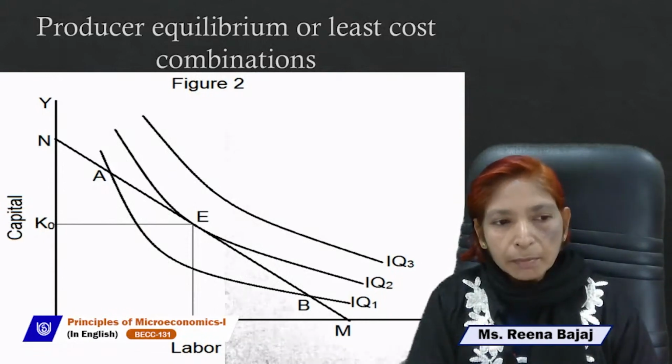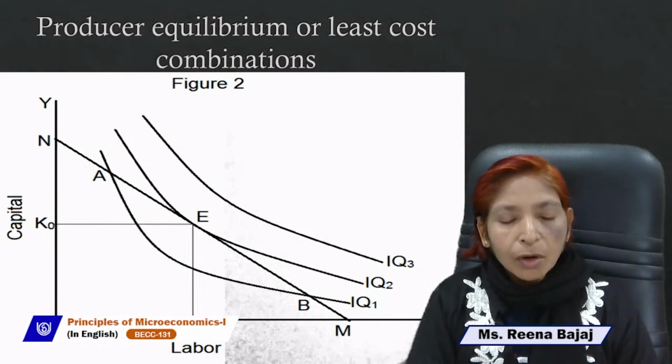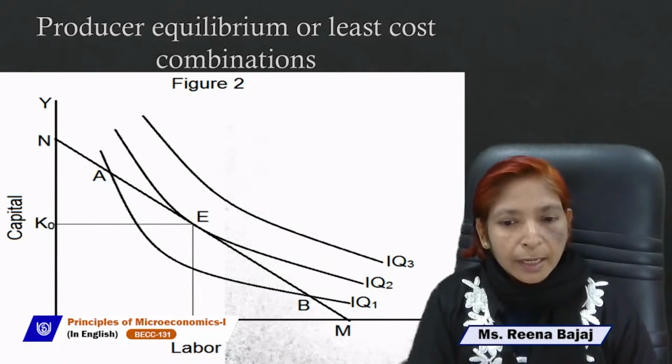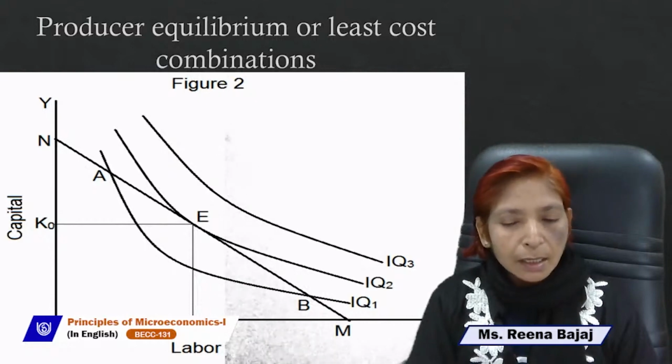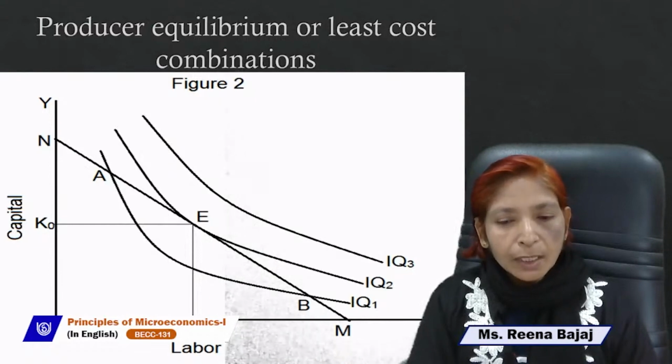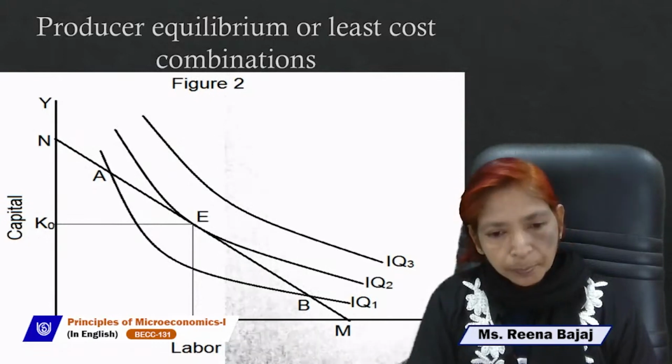Here, NM is a straight line or downward sloping line, which represents the isocost line. And the isoquant curves are here: IQ1, IQ2, IQ3. I is iso, Q is quantity. So IQ1 is isoquant number 1, IQ2 is isoquant number 2, and IQ3 is isoquant number 3.